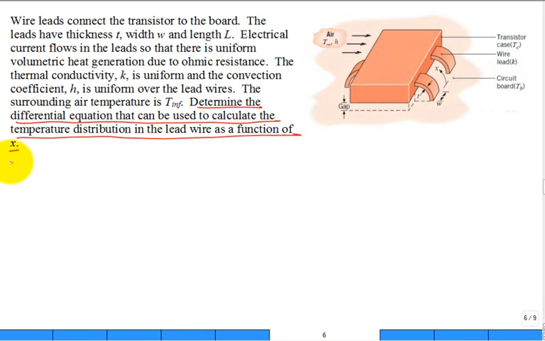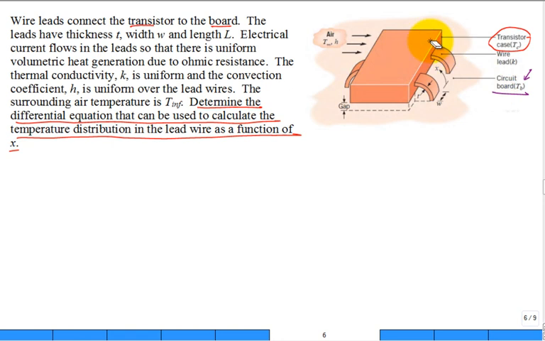So this is the problem. You have a transistor connected to a board, and the case of the transistor has a temperature Tc everywhere on it, even where it connects to the lead. That's a temperature Tc. Then you have it connected to a board, and that's at a different temperature, Tb. I wonder why they chose C for a subscript on one temperature and B for the case and then board.